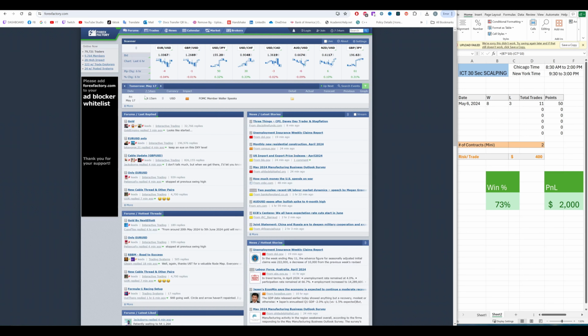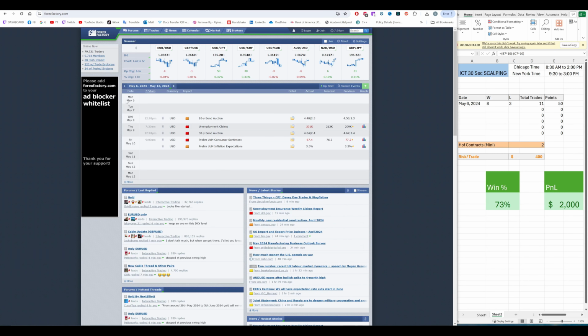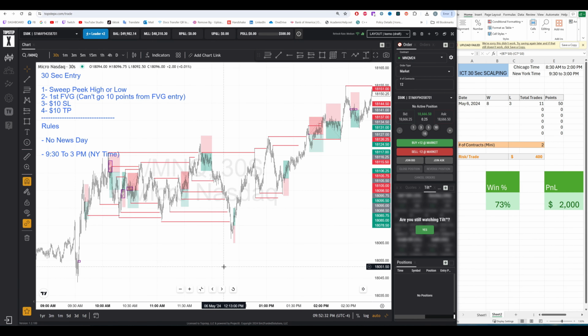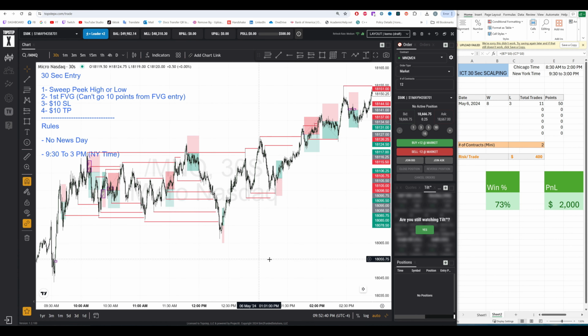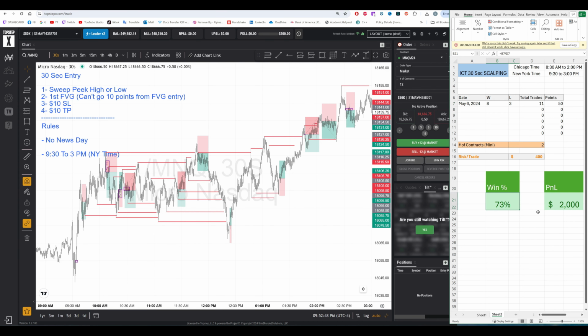What's that day? On the 6th. So Monday with no news, guys. On the 6th, on Monday with no news, you captured 50 points just because you're micro scalping and taking 10 points here and there. That adds up and gives you 50 points on a no news, no red folder day. And it's a 73% win rate.